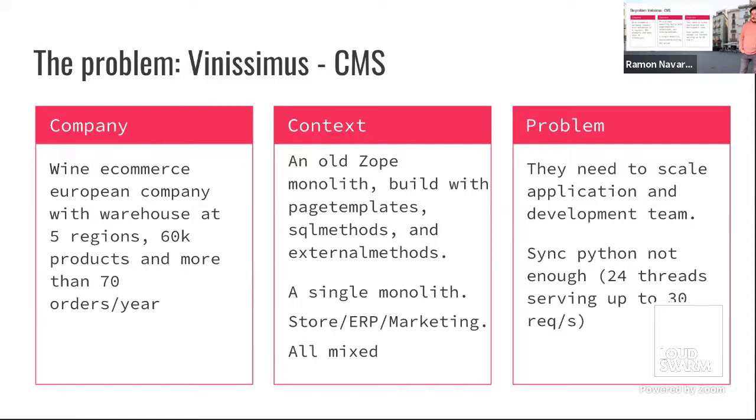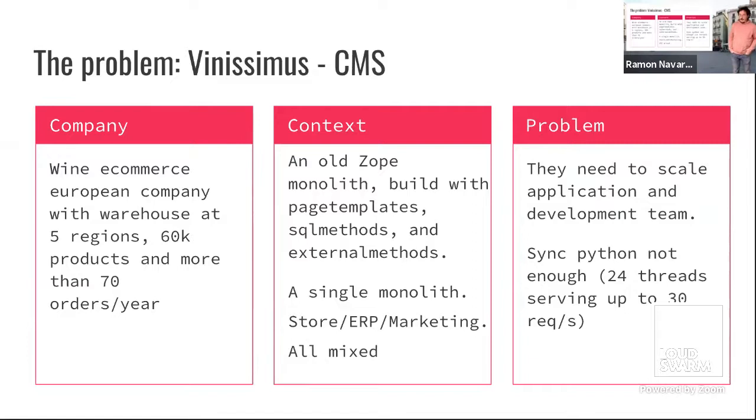They have it all in Django with SQL methods, based grades, external methods, on a single monolith that is managing everything. The ERP, the store, the marketing stuff, all templates mixed, everything mixed, and everything evolving over 12 years. And this is one of the reasons they cannot scale. They cannot scale on Python synchronous because they are hitting limits.